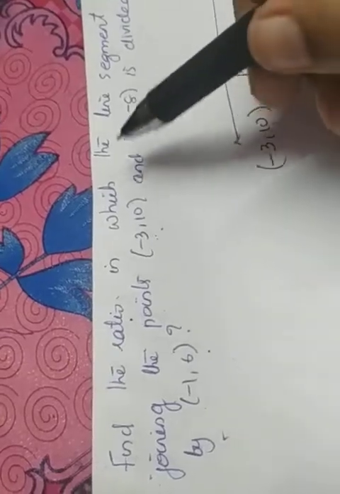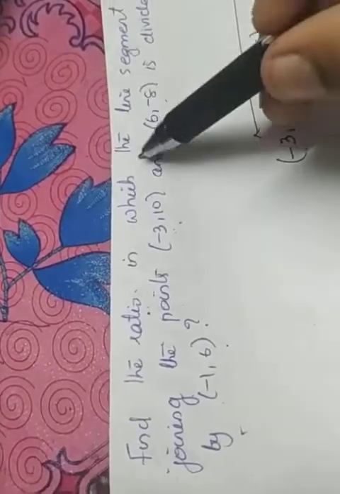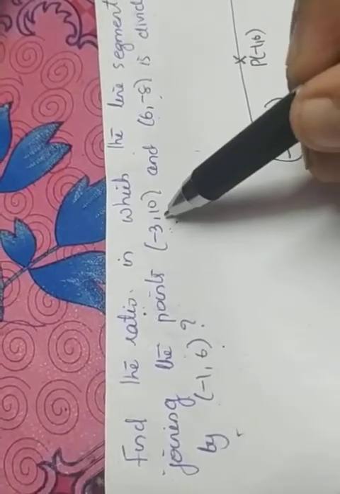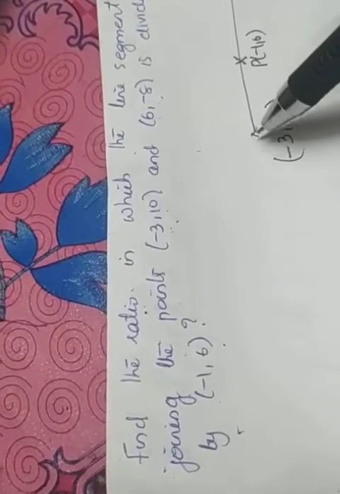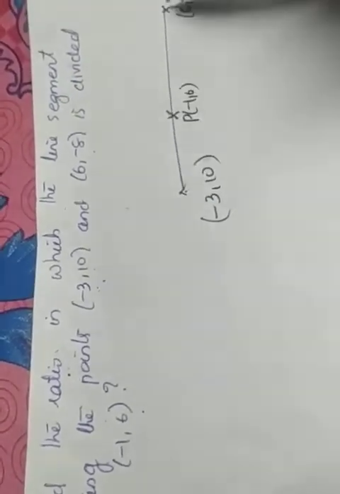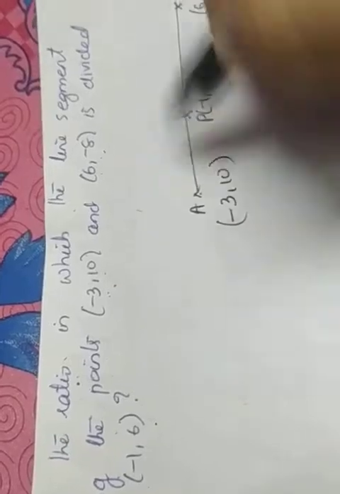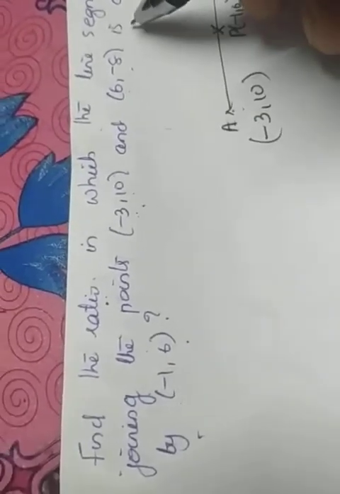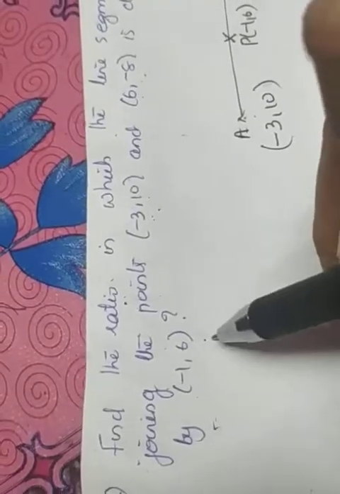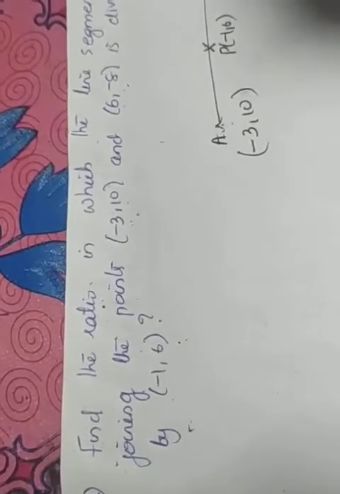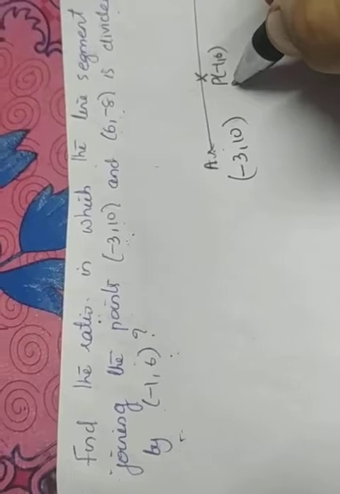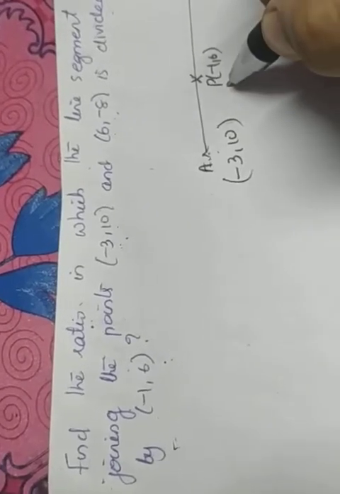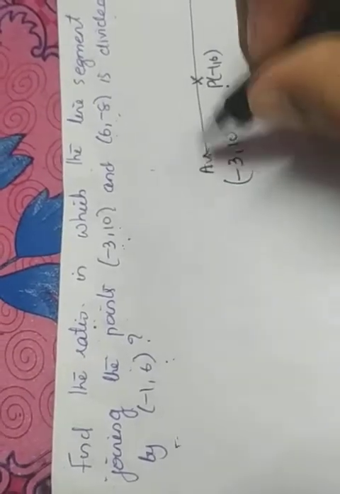So read the sentence again. Find the ratio in which the line segment joining the points (-3, 10) and (6, -8), and if I name it AB, AB is the line segment joining A and B, is divided by (-1, 6). That means line segment AB is divided by P, and we have to find in which ratio P divides the line segment AB.